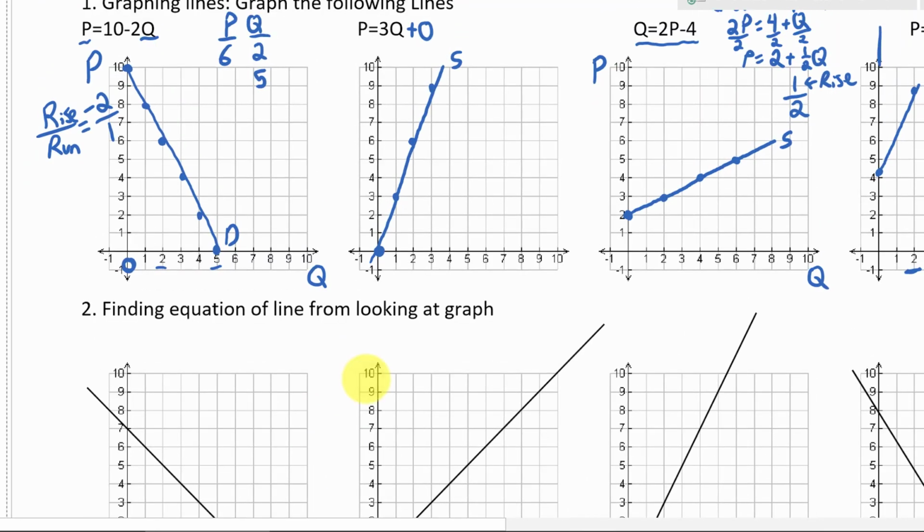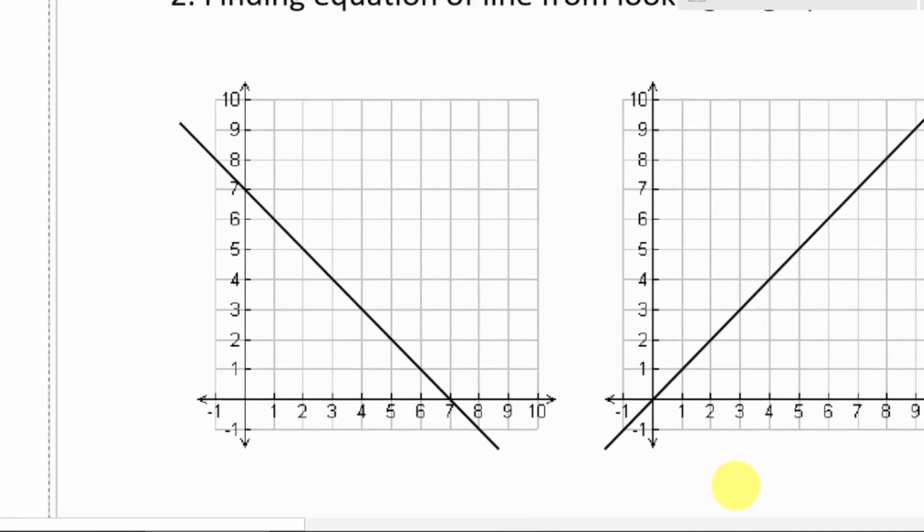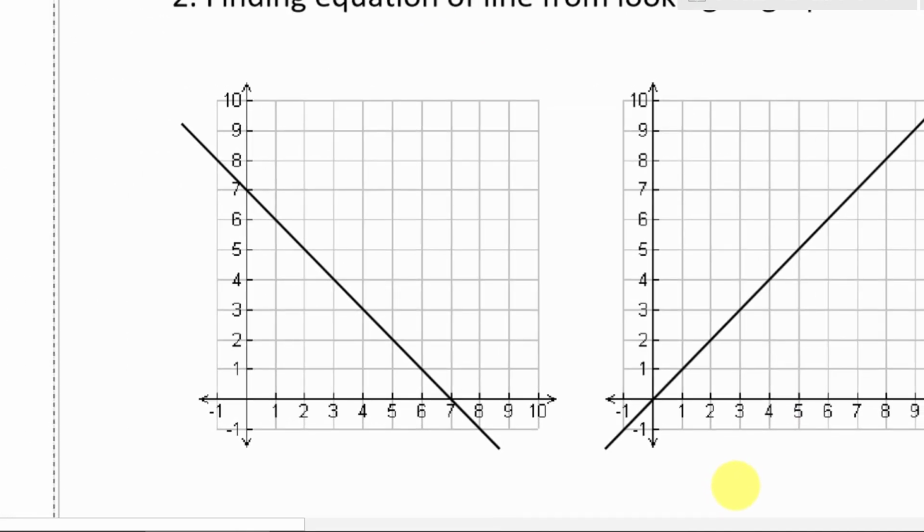All right, we need to be able to go backwards too. So sometimes we'll be making graphs, but we need to understand what we're making. And other times we'll be looking at a graph and having to really make sure we understand what's going on with this graph and figuring out sometimes what kind of function would make that kind of graph. So here we want to write P equals, find the y-intercept, find the slope. So here's the y-intercept, 7.